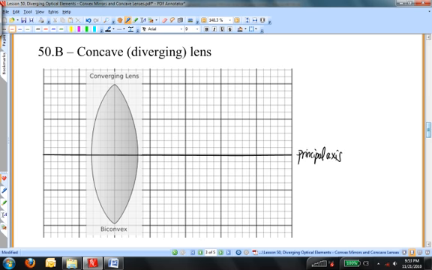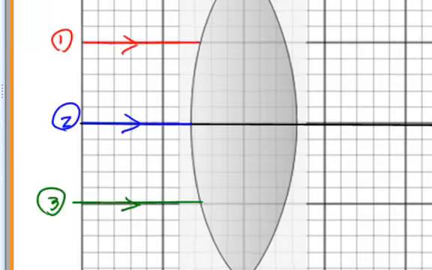Let me begin by sketching the principal axis through the center of this converging lens. And now I want to send three incident rays of light that are parallel to each other into the lens from the left side. Now what happens when these three rays strike the lens? If the lens is made out of glass and it's immersed in air, then what ends up happening is I get refraction. I get refraction at this first surface, and I get refraction at the second surface. Let me illustrate what I mean.